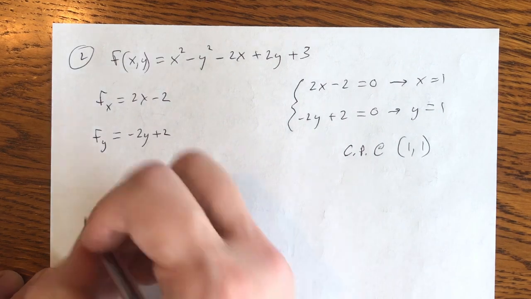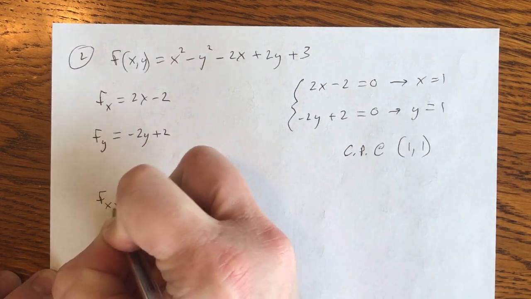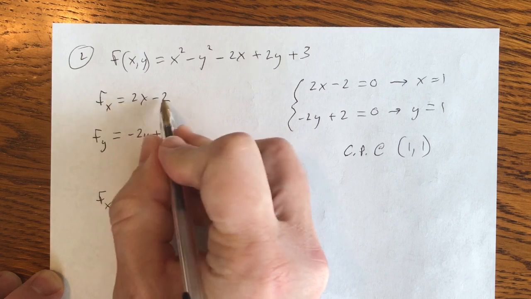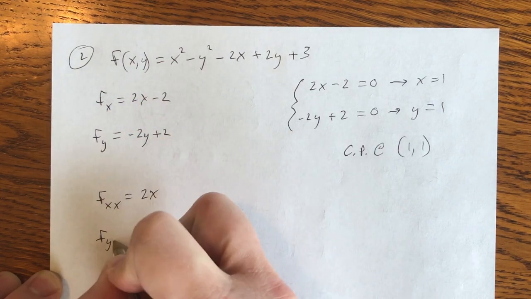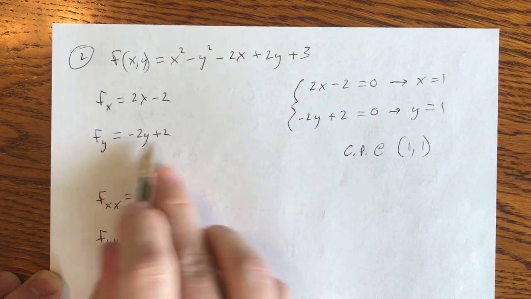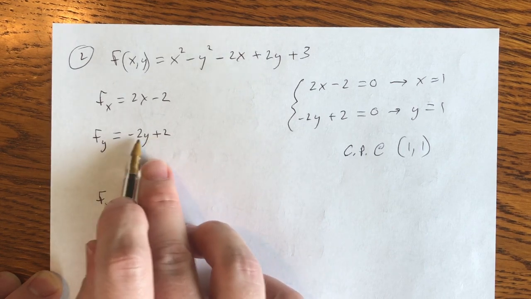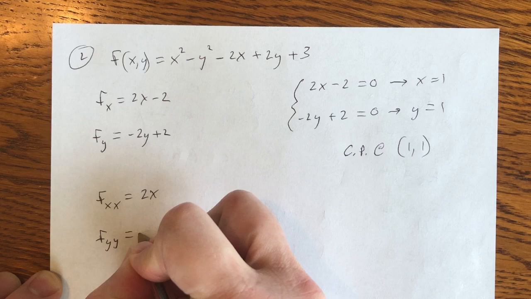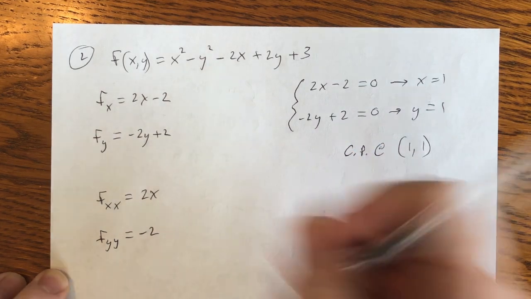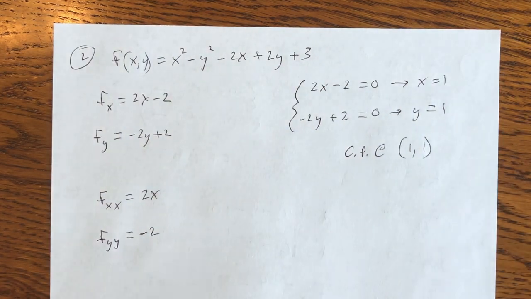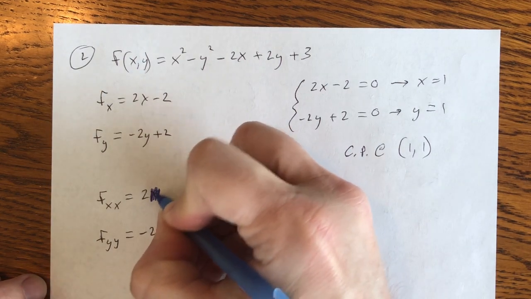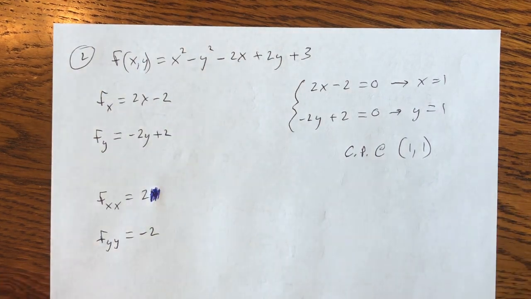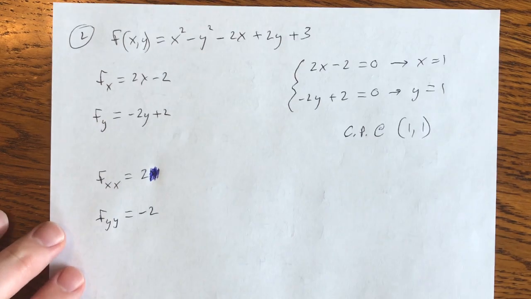All right, so with that being said, let's go ahead and look at the second partial with respect to x. That's going to be the derivative of this, which is 2x. And now the second partial with respect to y, the derivative of this with respect to y would be negative 2. Wait a second, this isn't negative. This isn't 2x. Unbelievable, I made that mistake. It's just 2. Okay, moving on.